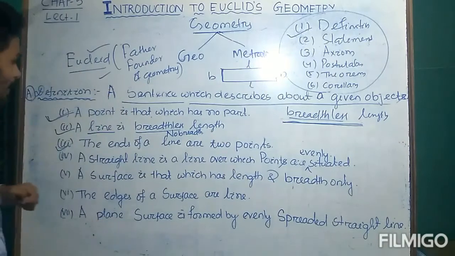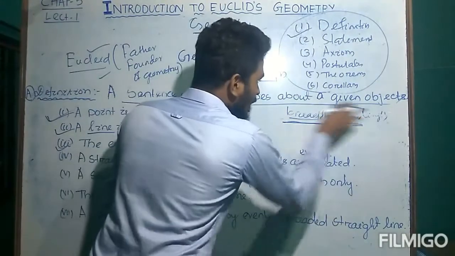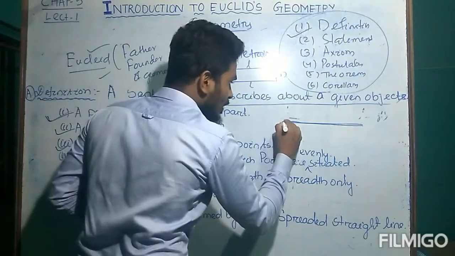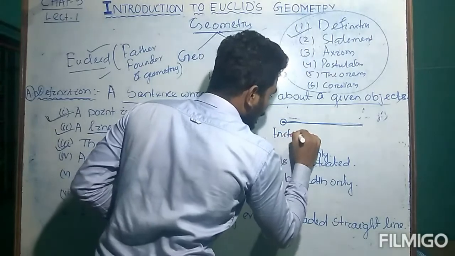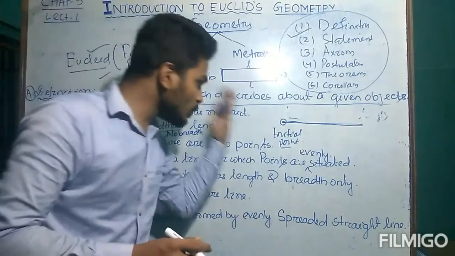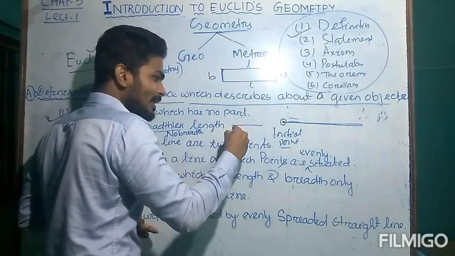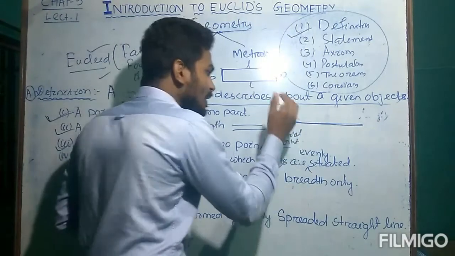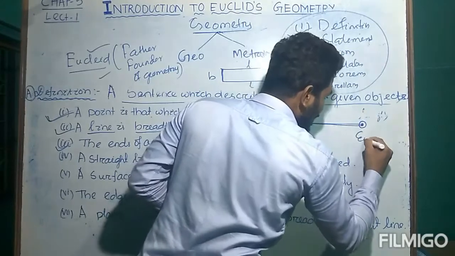Next, the third point. The ends of a line are 2 points. You know, every line has 2 endpoints. The first point is known as starting point, or you can say initial point. Why is it known as a point? Because if you are going to draw any line, then you have to start with a point. See, this is a point, then you start drawing a line. So every line starts with a point and it also has an end, and this end is known as end point.